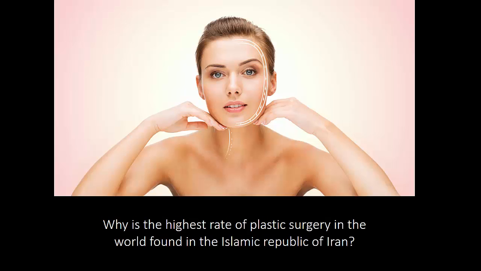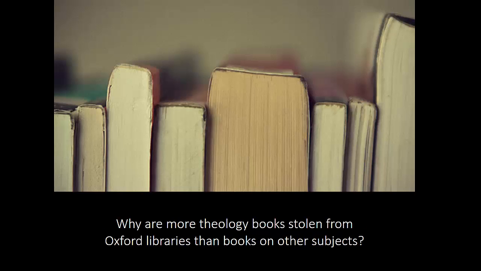Another puzzle, believe it or not, the highest rate of plastic surgeries is in the Islamic Republic of Iran. Why is that the case? Another puzzle that Jon Elster discovered. He's this guy that I admire, this Norwegian guy. He's now a professor at Columbia University, and he made this observation that the books that are most stolen from Oxford libraries are theology books. Again, that's something that you would not necessarily expect. I thought those guys shouldn't steal. After all, they're being told not to. That's a puzzle.